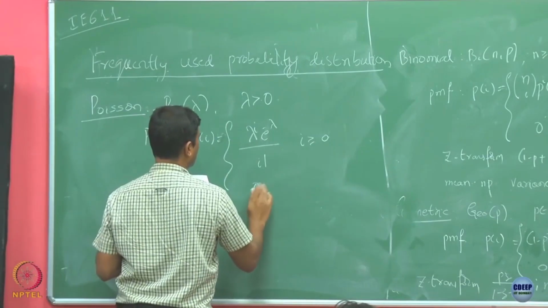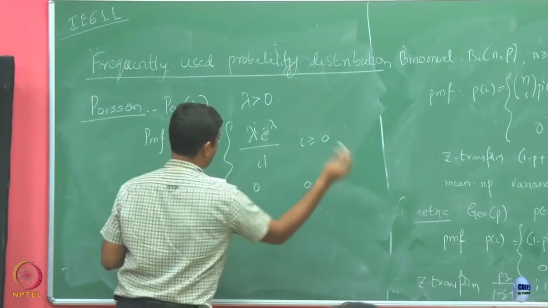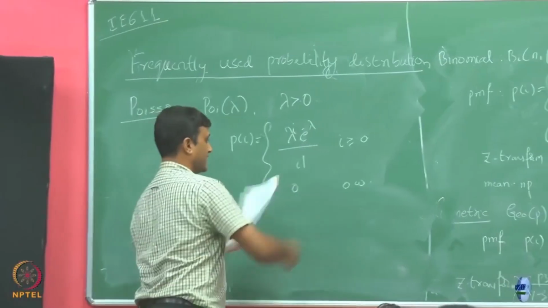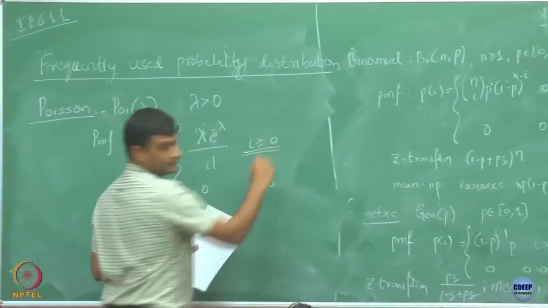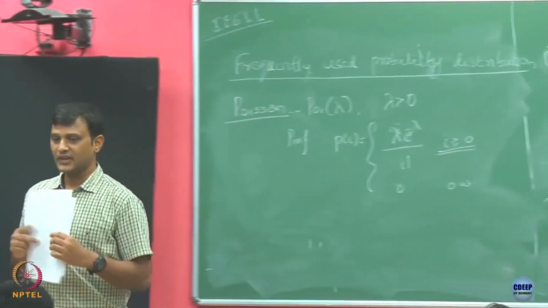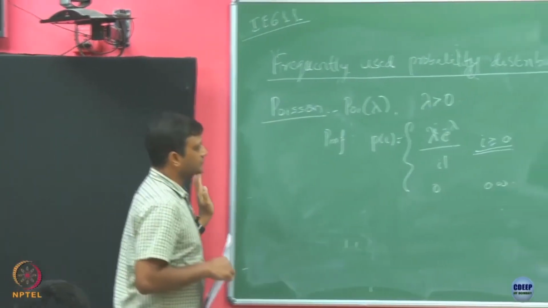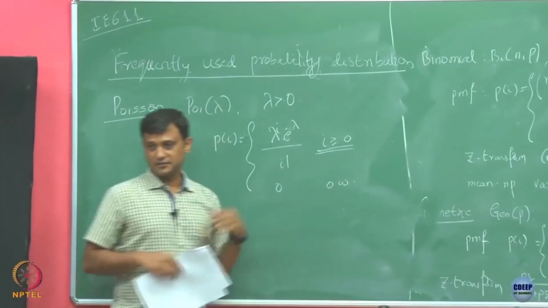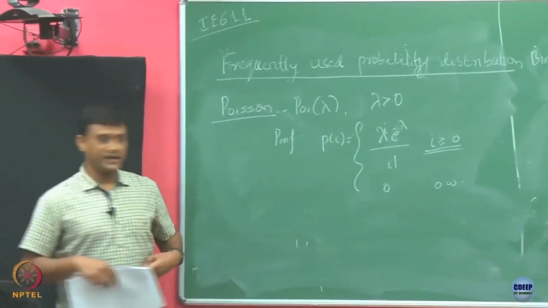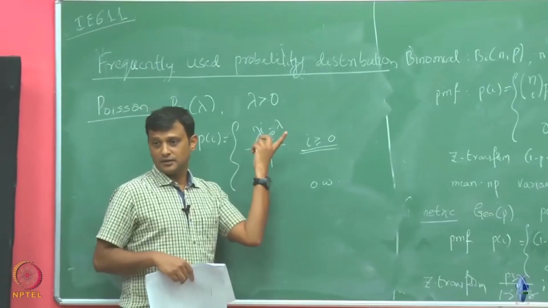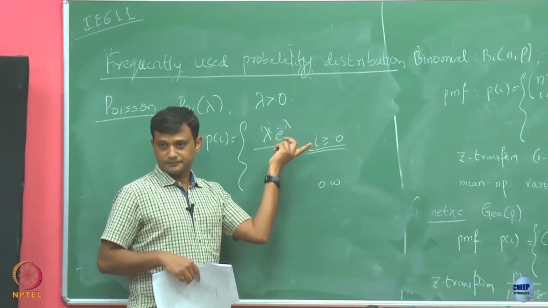And 0 otherwise, for any other non-integer. So when I say i greater than or equal to 0, these are integer values: i is 0, 1, 2, 3, 4, like that, and if you take any other value, this is going to be 0. That means it has mass only on the integer values.